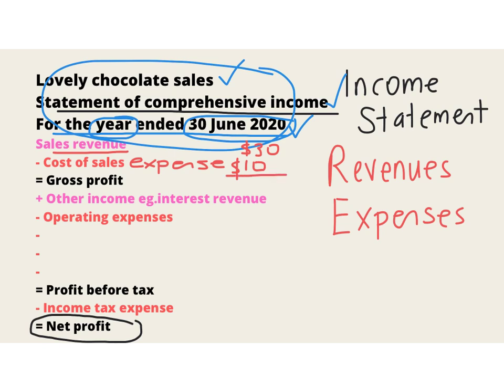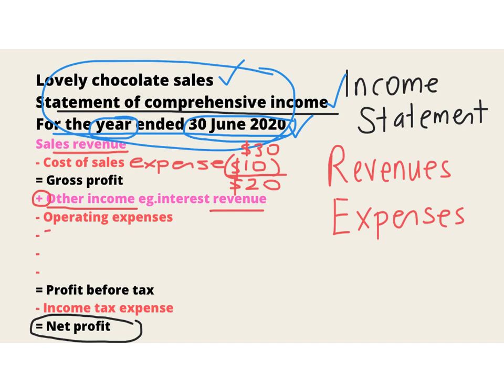The gross profit is then calculated. It's your sales revenue minus the cost of sales. So in this example, the gross profit would be $20. After the gross profit, we have other items of revenues and expenses. So first of all, if the question has any other income, this could be interest revenue, other revenue, rent revenue, any other income, then you will add it directly after the gross profit.